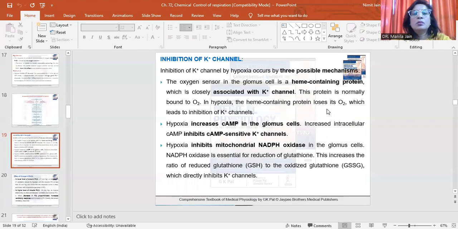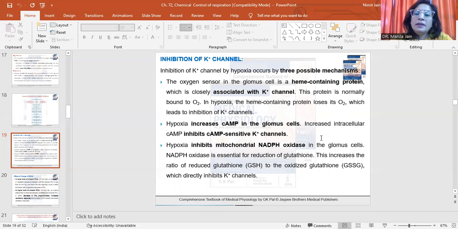So we'll conclude. Inhibition of the potassium channel occurs by hypoxia. It occurs by three possible mechanisms. First, a heme-containing protein, which is closely associated with the potassium channel. Second, hypoxia increases cyclic AMP in the glomus cells, and increased intracellular cyclic AMP inhibits cyclic AMP-sensitive potassium channels. Third, hypoxia inhibits mitochondrial NADPH oxidase.